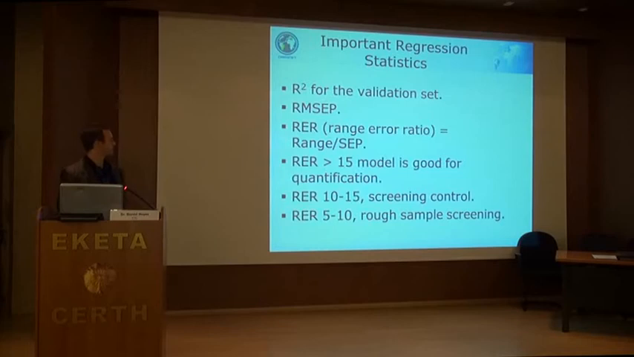And a nice technique for comparing the quality of models is to take your ranging composition and divide it by this standard error of prediction. And there are guidelines out there. If you have over 15 for this RER ratio, you have a model that's very good for quantification purposes, payment schemes, for example. If between 10 and 15, you can use it as screening control, and between 5 and 10, you can use it in rough sample screening.